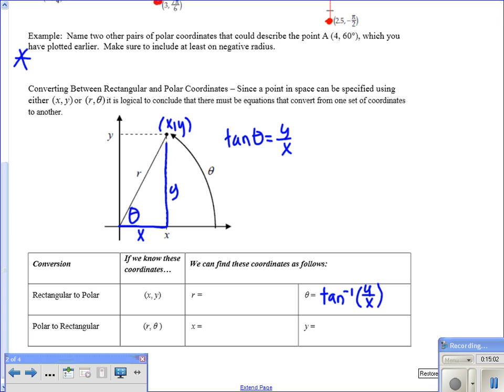And if I want to solve for r, I know that I can make this a right triangle and use the Pythagorean theorem. So r squared is equal to x squared plus y squared. So r is equal to the square root of x squared plus y squared.